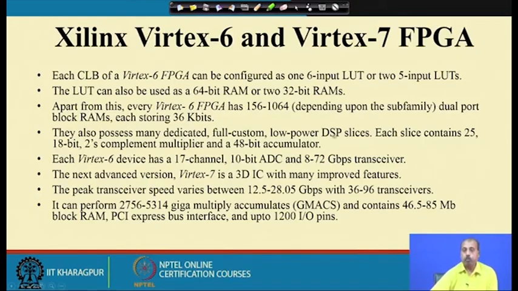Dedicated full custom low power DSP slices are there, so it can do digital signal processing calculations. It has a 17-channel 10-bit ADC and 8 to 72 Gbps transceivers. 17 different analog signals can be fed into this 10-bit ADC for analog to digital conversion, and the transceiver is there for communication. Virtex 7 is a 3D IC, a three dimensional integrated circuit. Again, it has much higher capabilities.